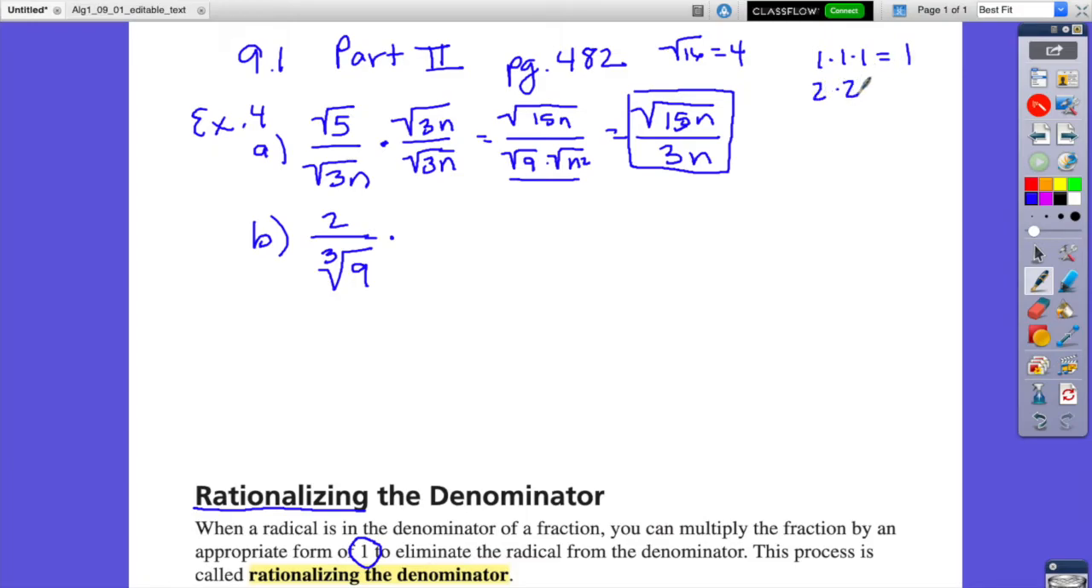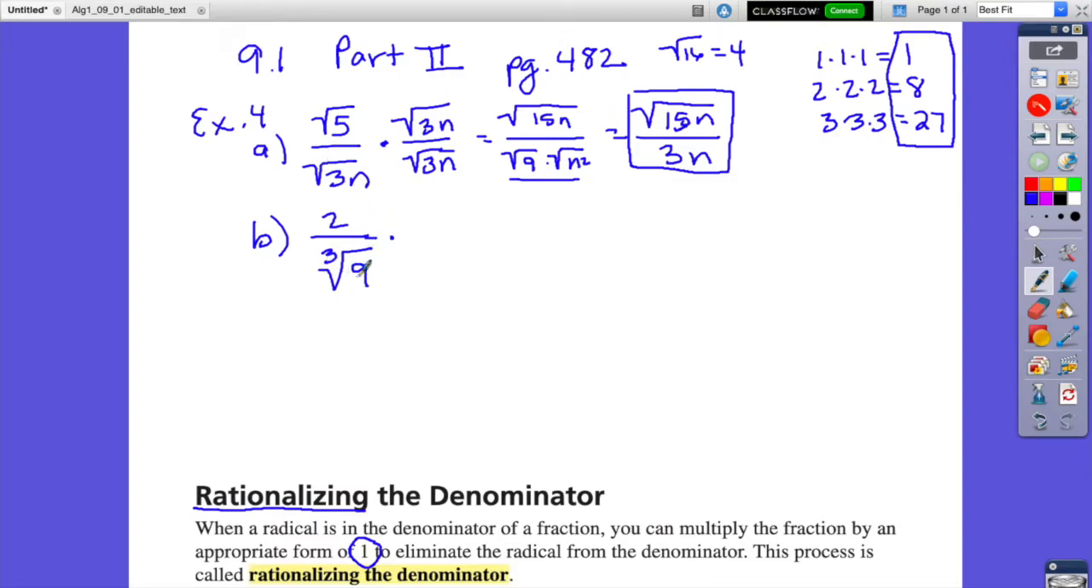The next one is going to be 2. 2 times 2 times 2 is going to be 8. Next one's going to be 3 times 3 times 3, which is going to be 27. So these right here are perfect cubes because you have to multiply a number 3 times to get that number. So let's look at this one. Don't think that the answer is 3, because that's a square root. This is a cube root.